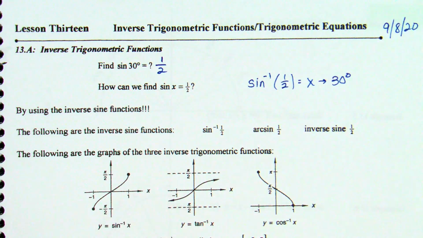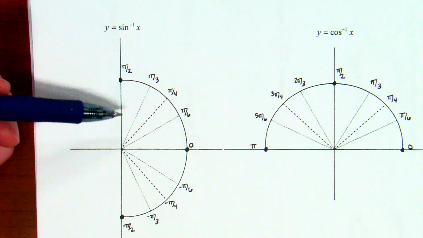Next page. What is this chart right here showing? That all of my sine inverse answers end up on the right side of the circle, yes.